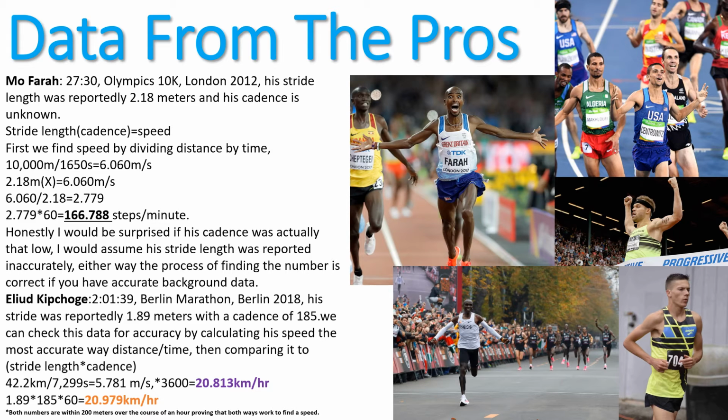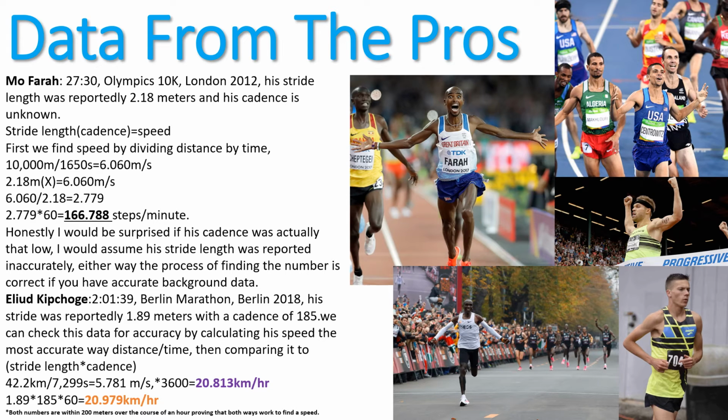Then 2.18 meters times our x value equals 6.060 meters. So then I did 6.060 divided by his stride length, 2.18, to find that he took 2.779 steps per second. Then times that by 60 to get 166.788 steps per minute. And cadence is always in steps per minute, so that's how we want it.